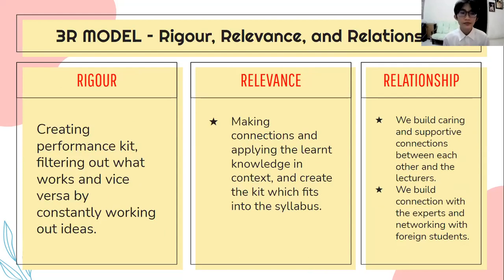Next, please. Okay, not only 3, we have the 3R model as well, which is rigor, relevance, and relationship. The first one, rigor: not only when creating the performance kit, it eventually takes place throughout the learning process.